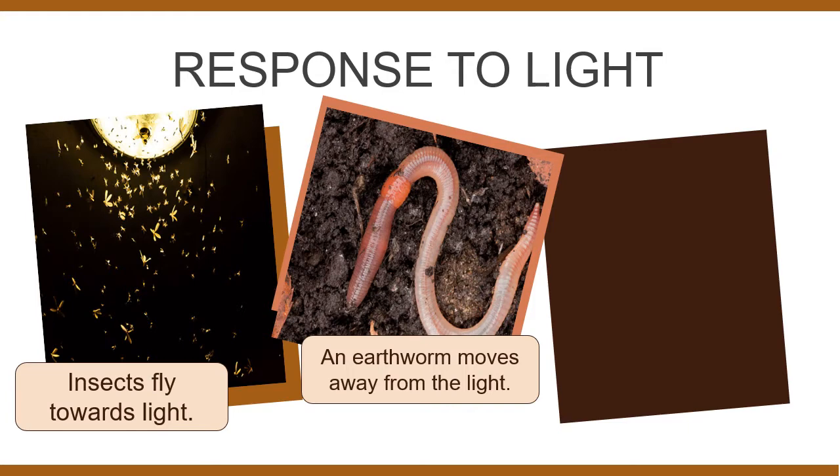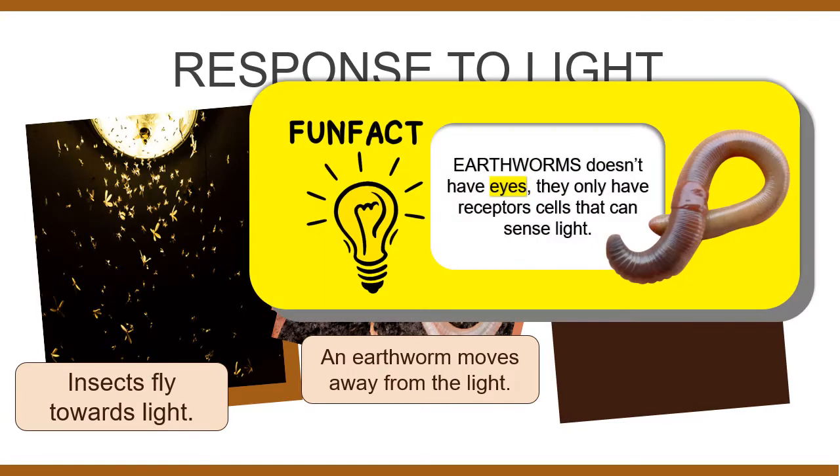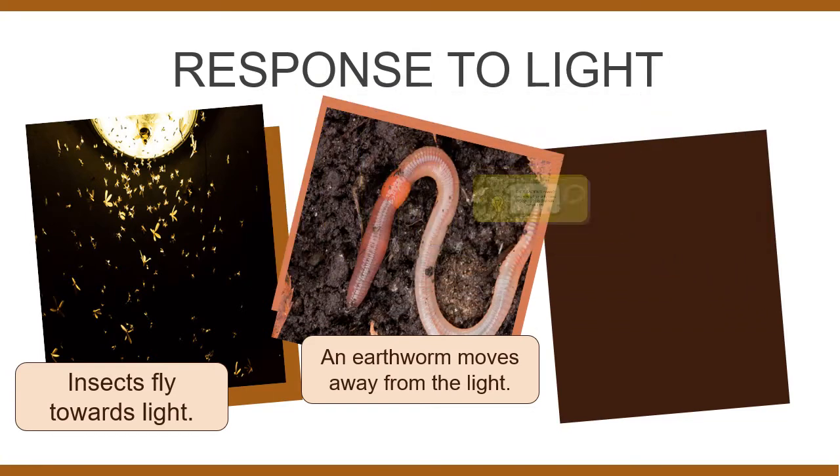I will teach you one fact about earthworms. Earthworms don't have eyes. Yes, they don't have eyes. They only have receptor cells in their skin that are very sensitive to light and touch. That's why they move away from light, because heat from the sun or a light source will dry out their skin and kill them.